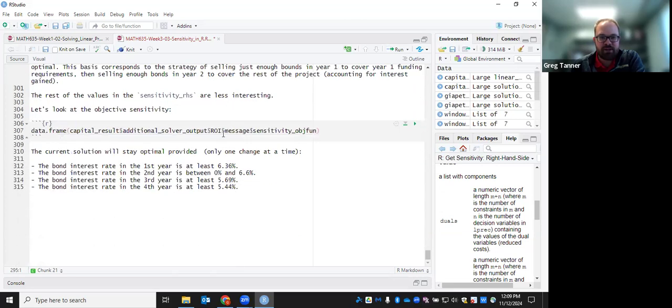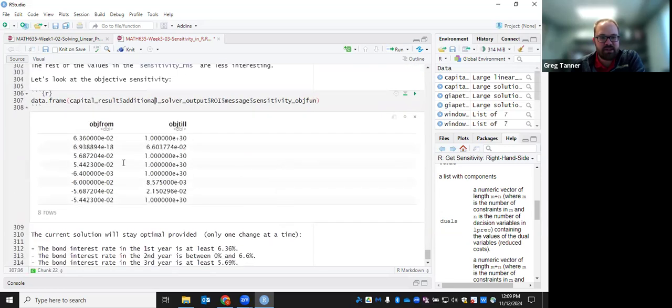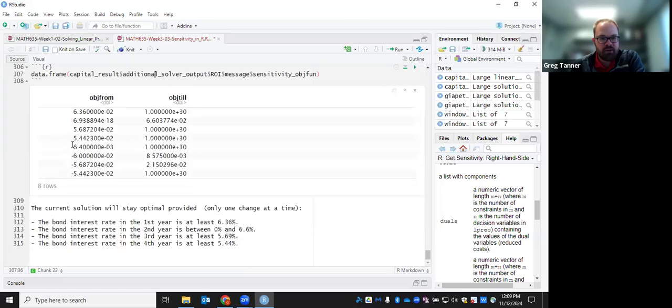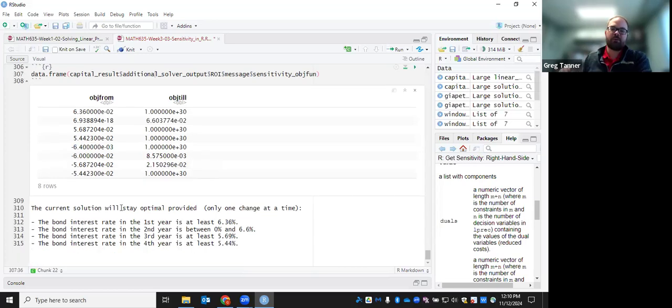Okay, we get maybe a little bit more interesting things happening with the sensitivity of the objective function. You go ahead and run that. We see the first 4 are for the amount of bonds sold variables. The next 4 are for the flow variables. The ones corresponding to flow variables aren't very interesting, but we'll see that the current solution will stay optimal provided the first year bond interest rate is at least 6.36%. If it drops below that, we might sell all our bonds in year 1.